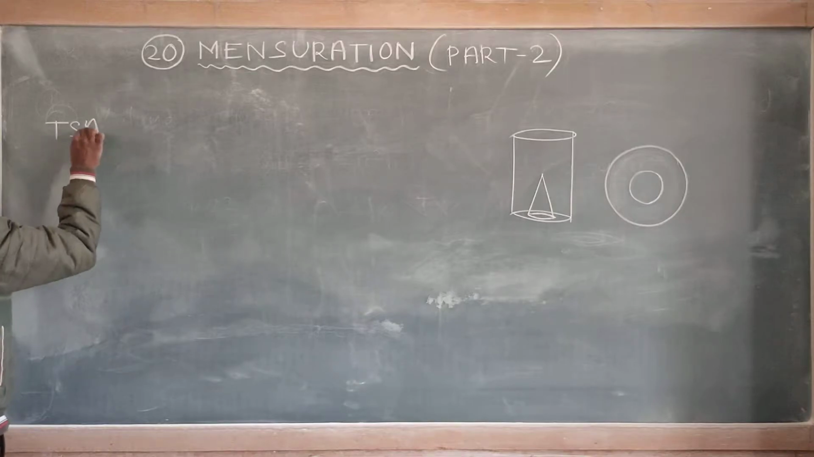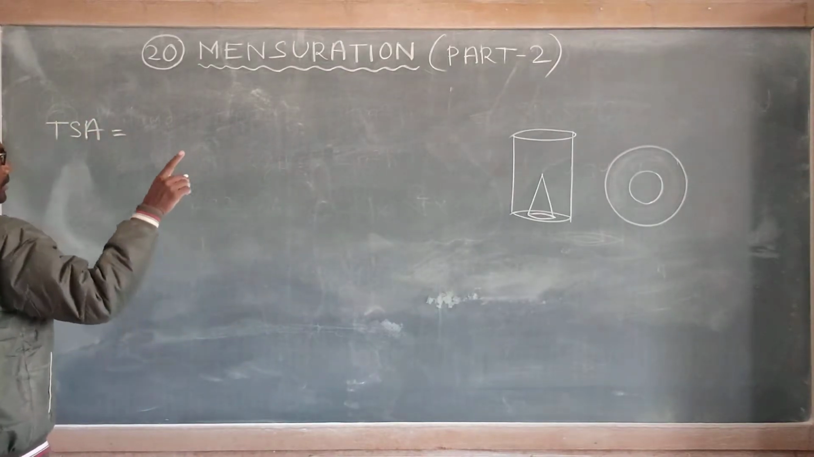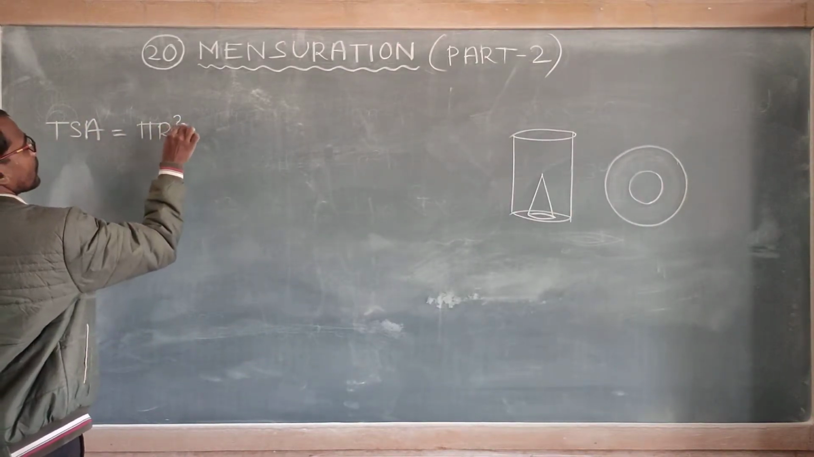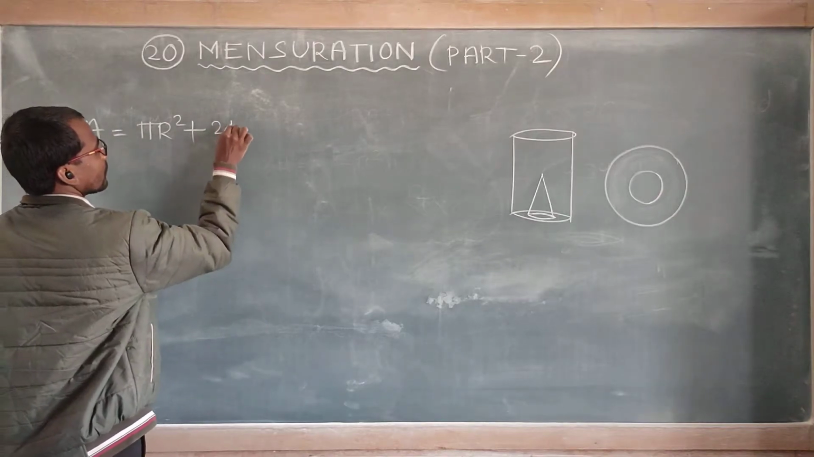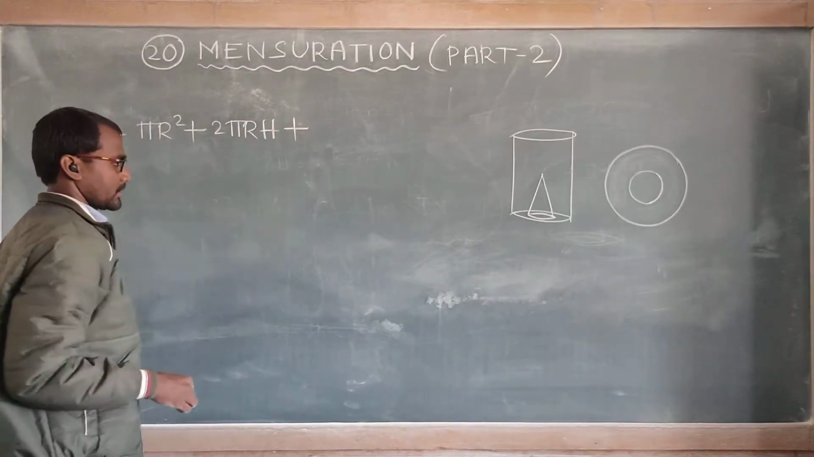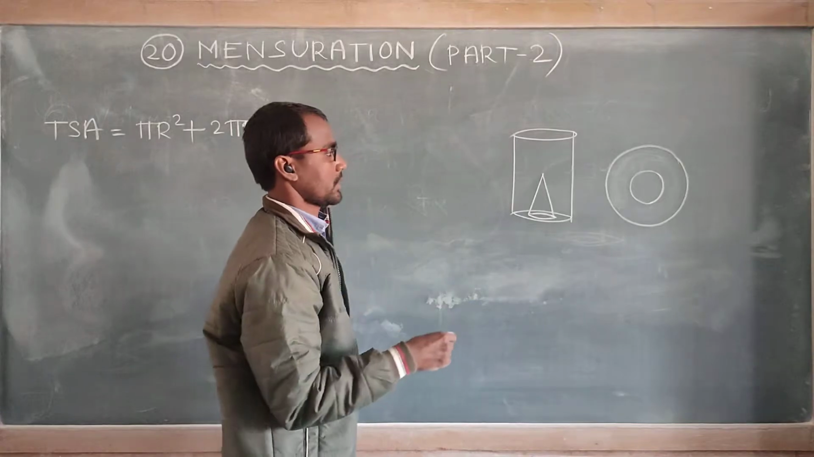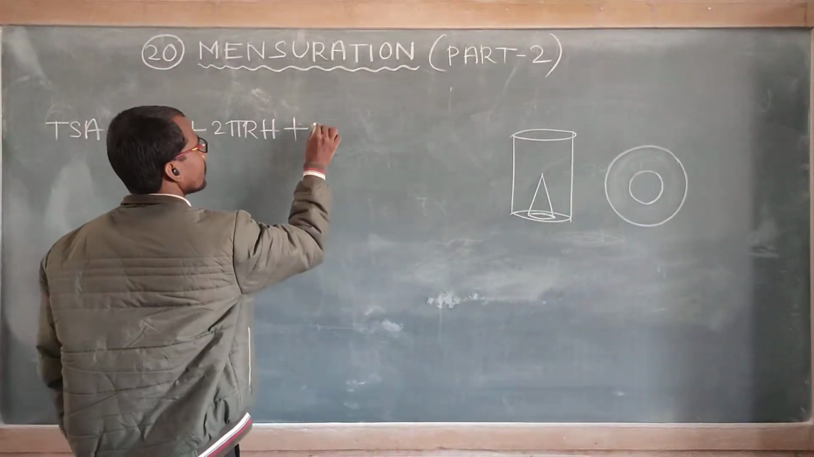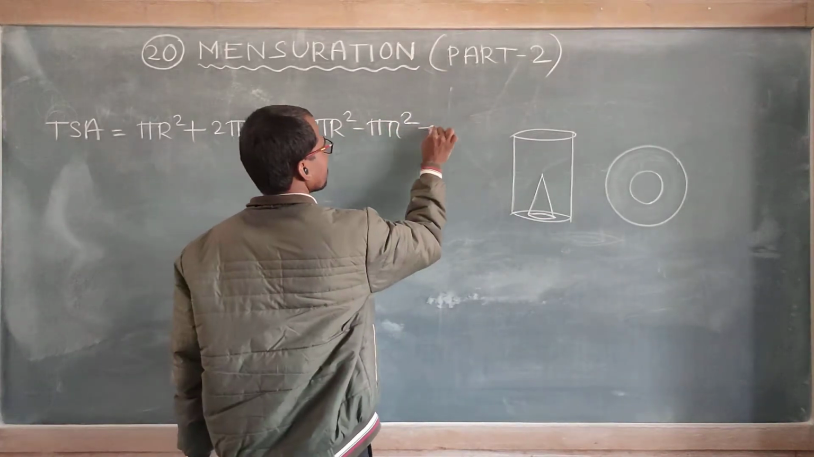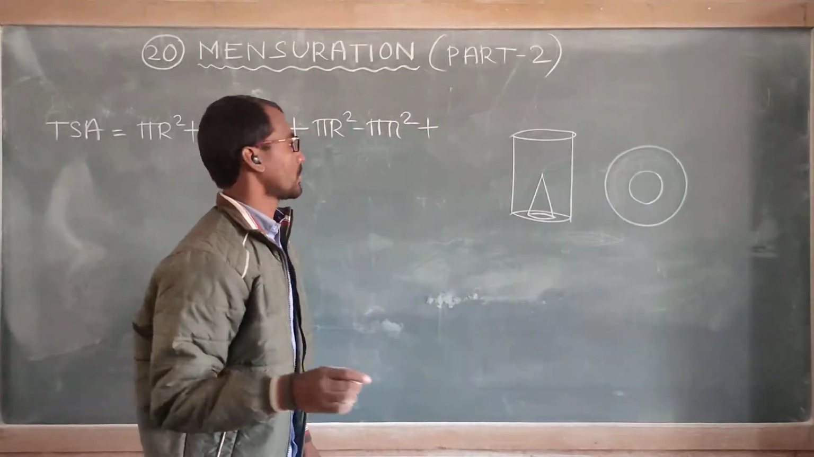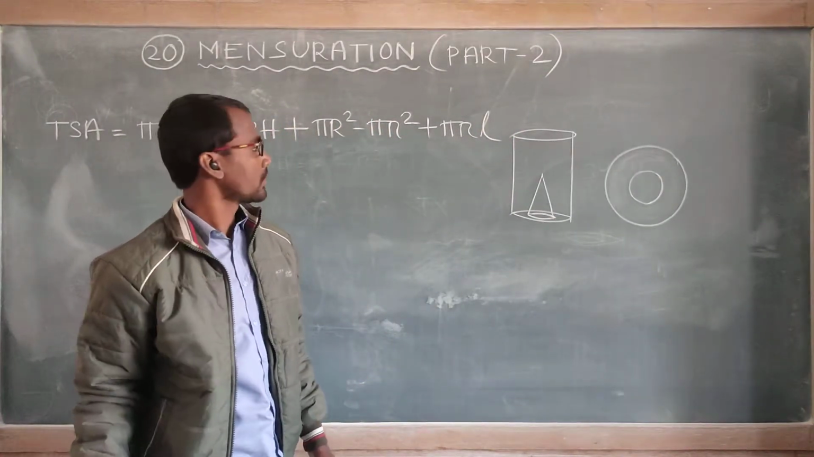So TSA is equal to, you can start from the top. If you start from the top, then up we have a circle which is pi r square, then curved surface area of the cylinder which is 2 pi r h plus. Now look at the base, this part you have to exclude. So area of the annulus, area of the circular ring, which is pi R square minus pi r square plus the curved surface area of the cone, which is pi r l. See, l we have not found yet.